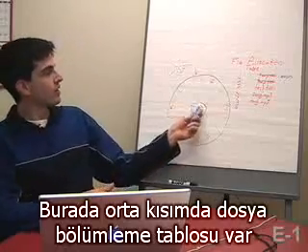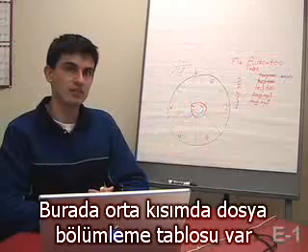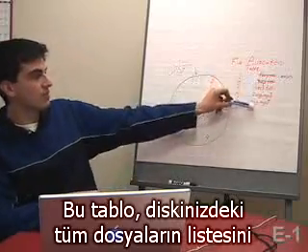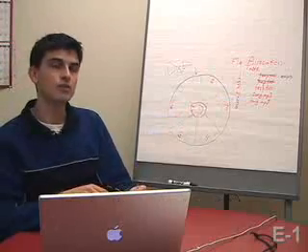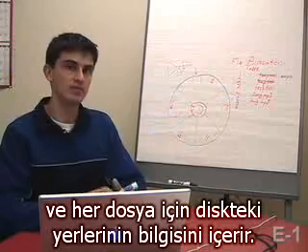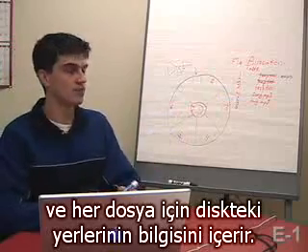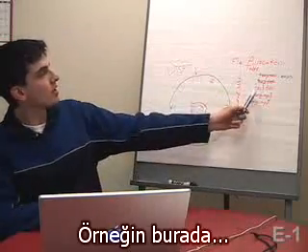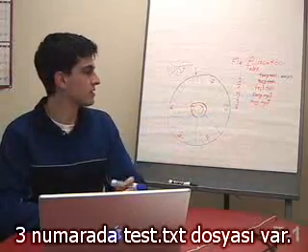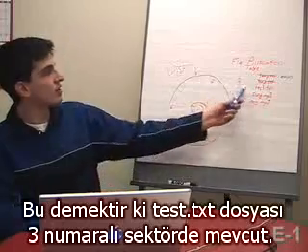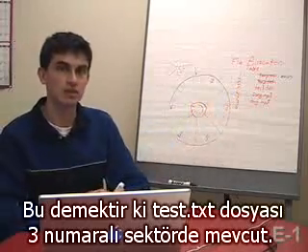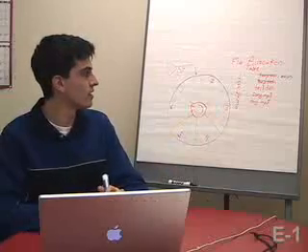In the middle here, there exists what's called a file allocation table. This table has lists of all of your files on the hard drive and the locations of where these files, the data that make up these files, reside on the hard drive itself. For example, here in number 3 you can see that I have test.txt. That means that the data from test.txt exists in sector number 3 right here.